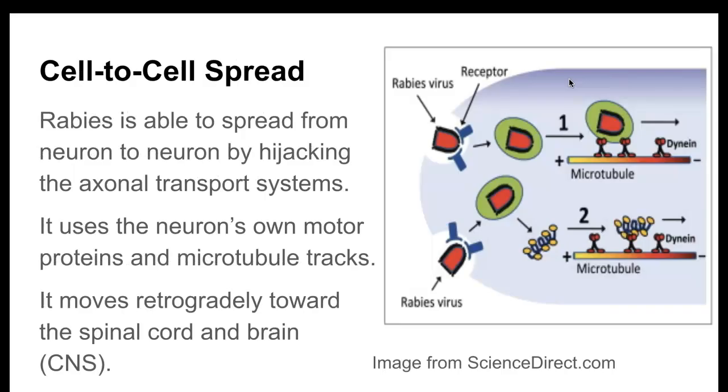It spreads that same way. It goes neuron to neuron, hijacking that axonal transport system, its own motor proteins and microtubule tracks, retrogradely toward the spinal cord. So it comes in, and instead of going out, it's moving backwards through your cells. And so you can see it in this picture. It's coming in and then using your own cells' microtubules to move towards your brain.